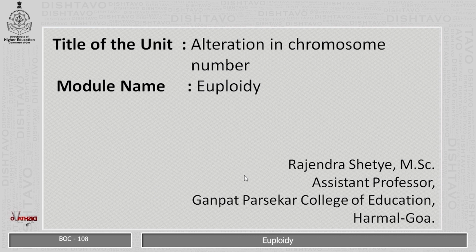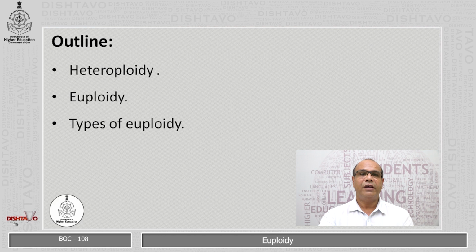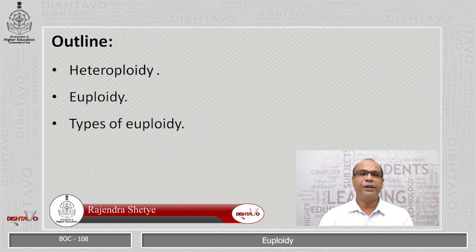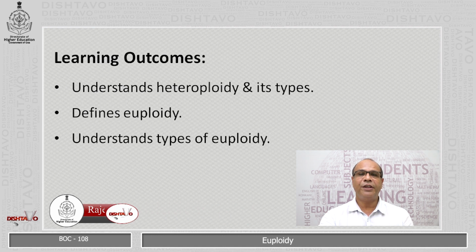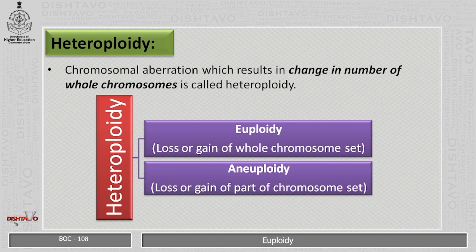Title of the unit: Alteration in Chromosome Number. Module name: Euploidy. Outline: heteroploidy, euploidy, types of euploidy. Learning outcomes: understands heteroploidy and its types, defines euploidy, understands types of euploidy.